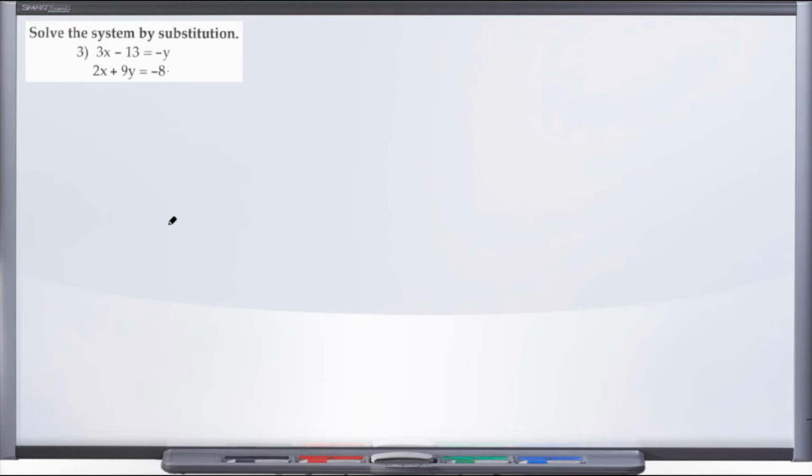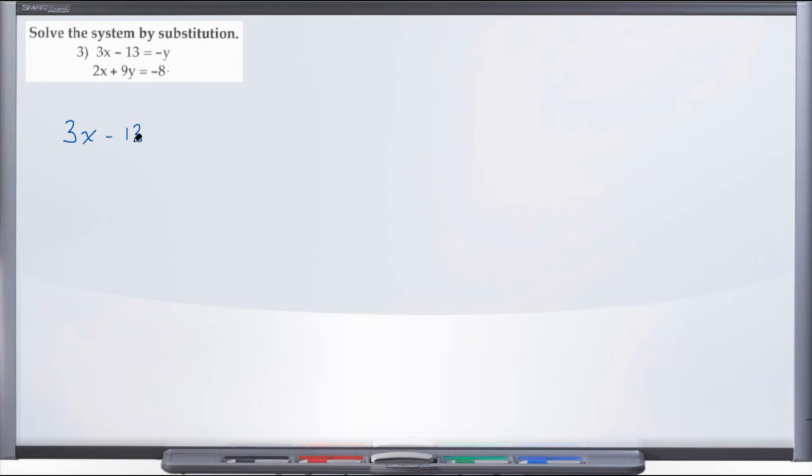So let's go ahead and do that. And when we're solving by substitution, the first question we want to ask ourselves is this. Is one of our two equations already solved for x or y? Or is one of the two equations easily solvable for x or y? And while neither one of our two equations here is solved for x or y outright, we can solve for y rather easily here with equation number 1.